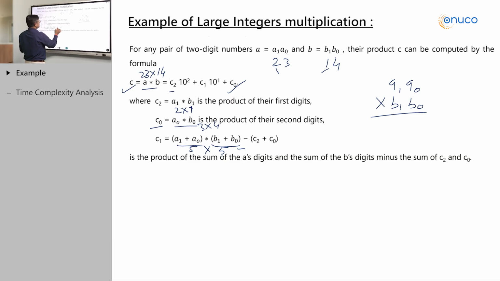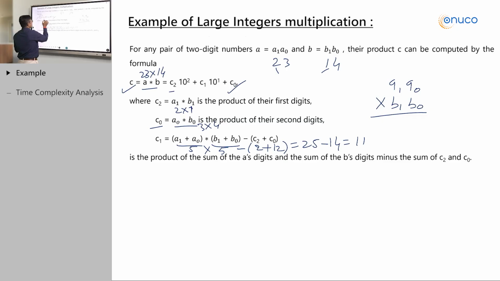Minus C2. C2 is nothing but 2. C naught is 12. So 2 plus C naught is 14. So the total value is 25 minus 14, which is nothing but 11.